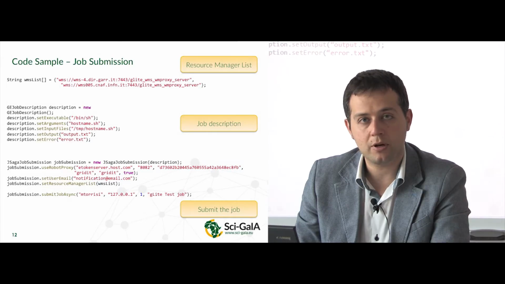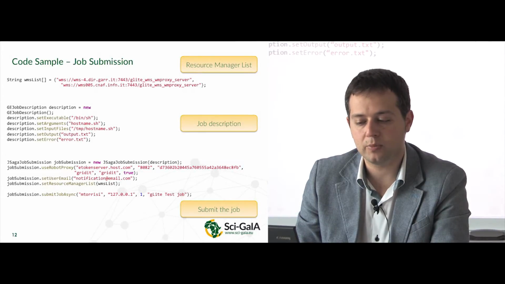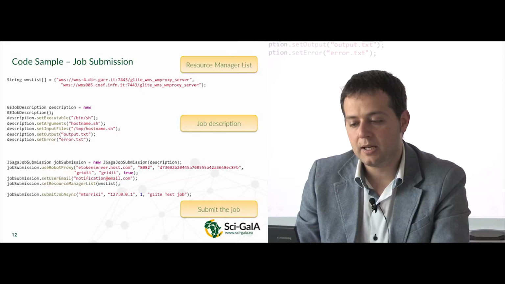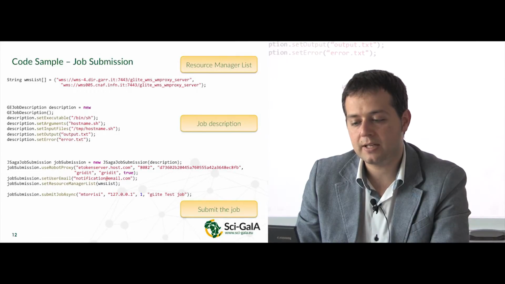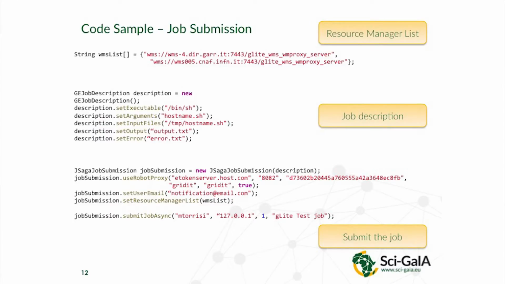The GE job description object provides the set executable method to specify the executable of your application, and the arguments that your application requires. Then you can set the input files if your application needs some files as input parameters. Then you can specify the output and the error, that is the standard output and the standard error of the application. After you have defined your job description, you can now submit the job.